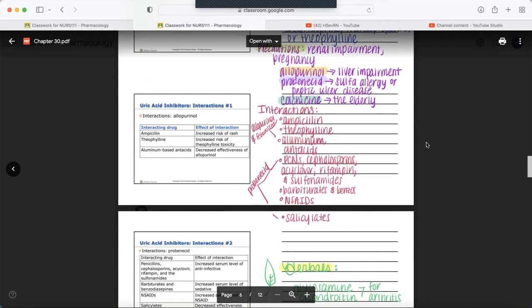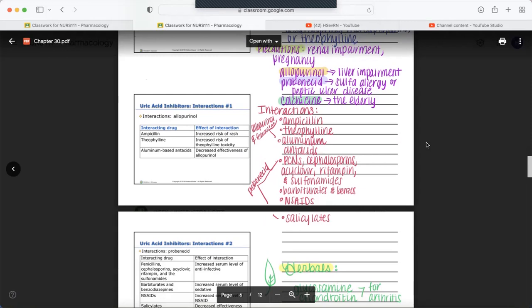Interactions: so allopurinol and febuxostat interact with ampicillin, theophylline, aluminum, antacids, and then probenecid interacts with penicillin, cephalosporins, acyclovir, rifampin, sulfonamides, barbiturates, benzos, NSAIDs, and salicylates. So tons and tons of interactions. Being aware of those interactions is going to be really important when you're looking at their med history, right?